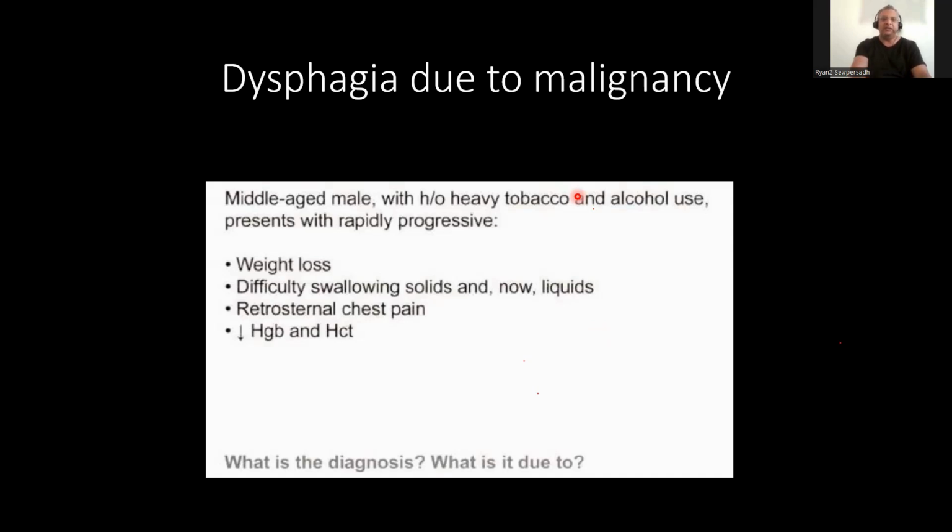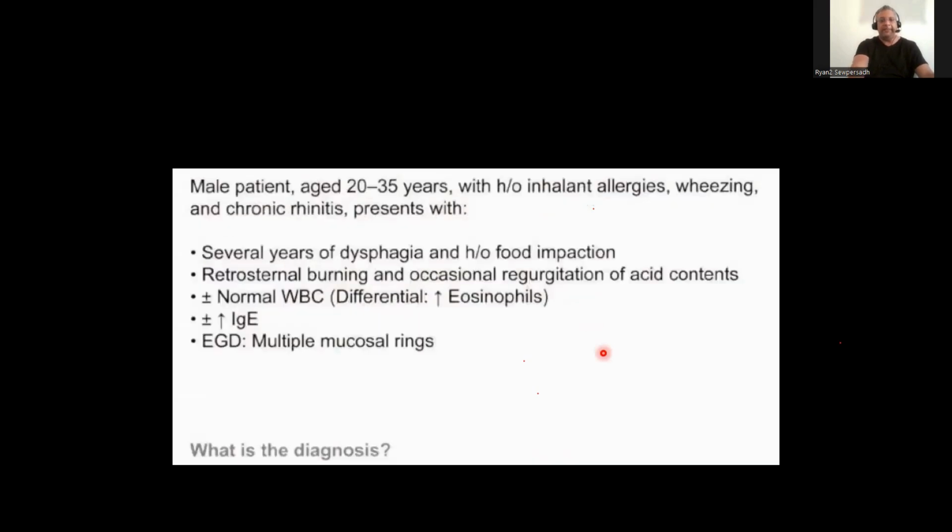And of course, to differentiate functional from structural issues, the dysphagia, which is initially worse for solids and then for liquids, tells you it's more likely a structural problem, versus dysphagia that is equally bad for solids and liquids, which implies a dysmotility problem. Okay.